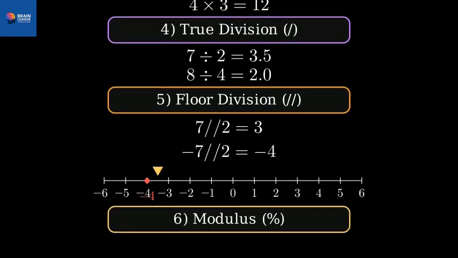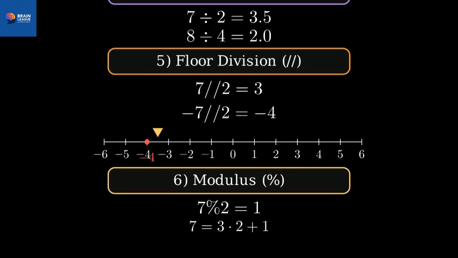Modulus. The percent operator gives the remainder after division. 7 % 2 equals 1, because 7 equals 3 times 2 plus 1. 10 % 4 equals 2, because 10 equals 2 times 4 plus 2.